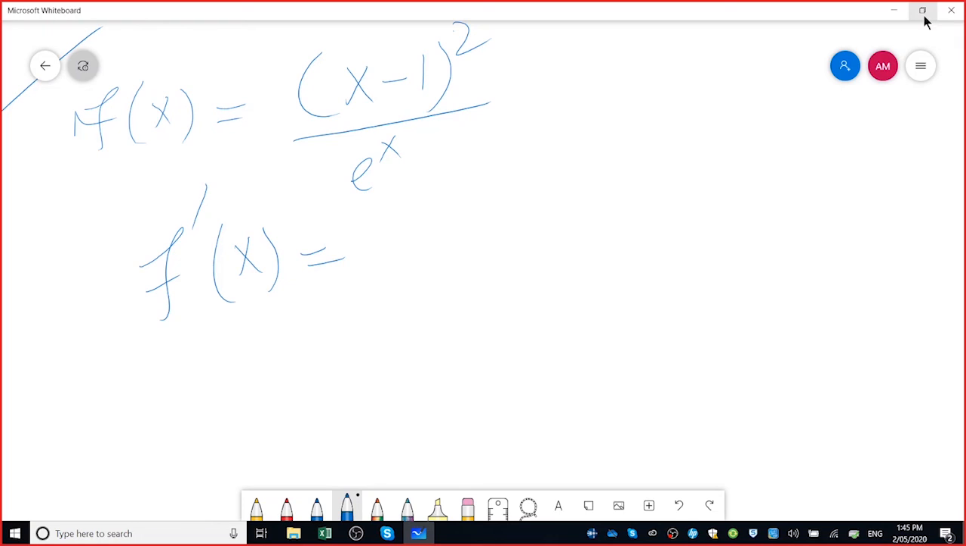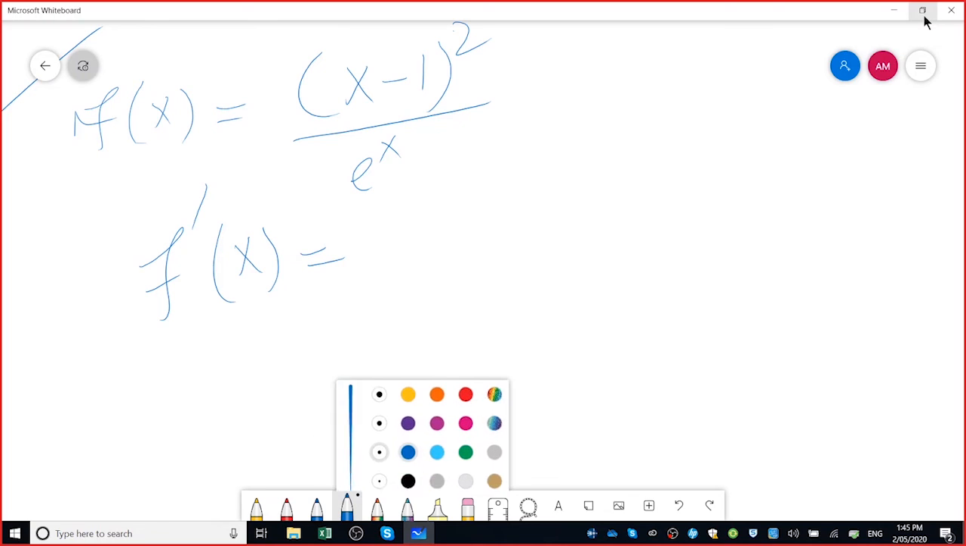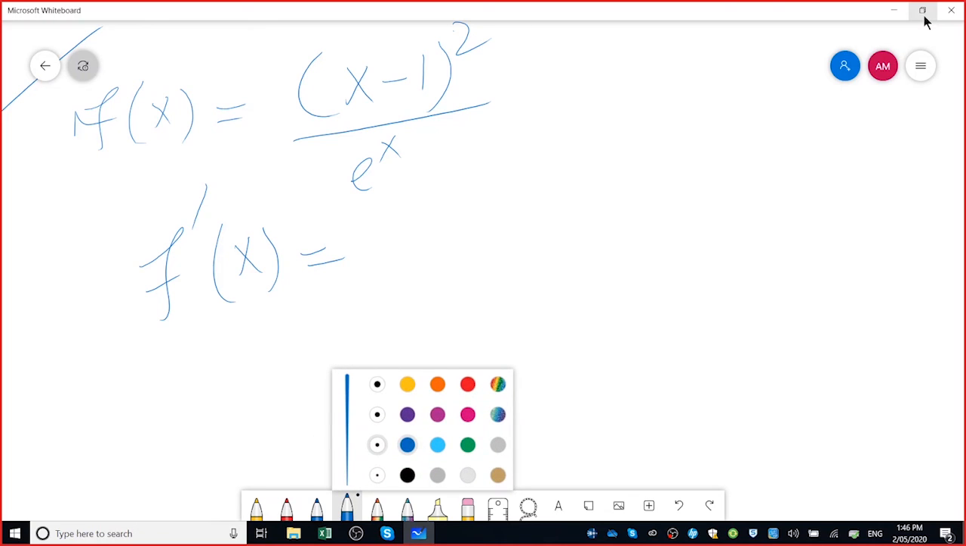Yeah, I'm not sure how to simplify any more yet. I was thinking of factorizing, but I don't know how to. Yeah, not sure.